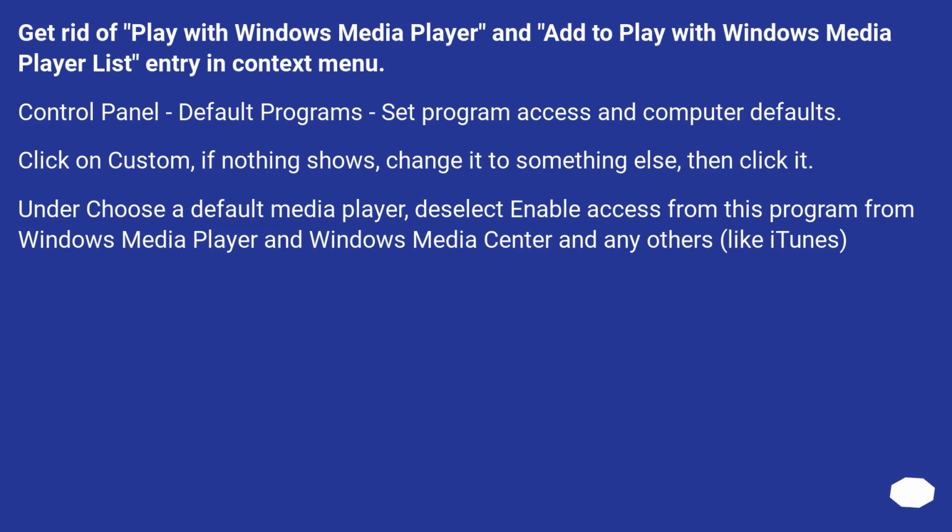Get rid of Play with Windows Media Player and Add to Windows Media Player list entry in the context menu. Control Panel, Default Programs, Set program access and computer defaults. Click on Custom. If nothing shows, change it to something else, then click it. Under Choose a default media player, deselect Enable access to this program for Windows Media Player and Windows Media Center, and any others, like iTunes.